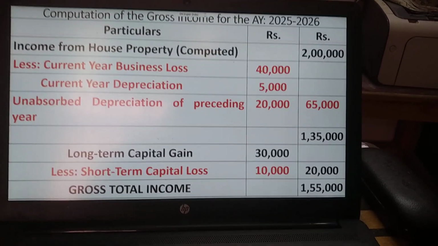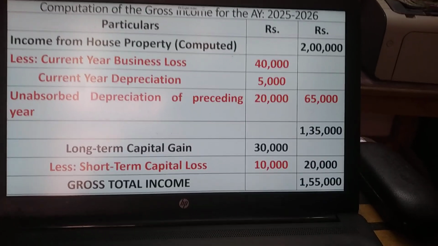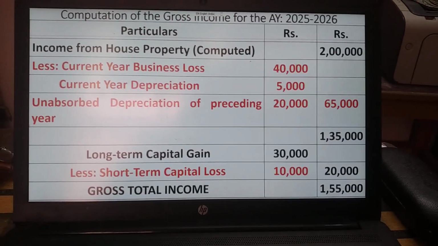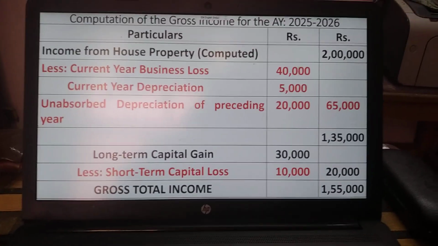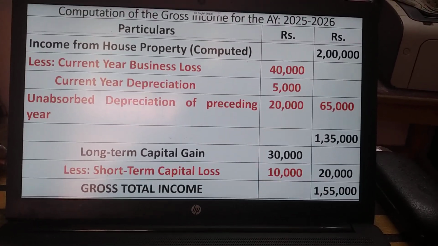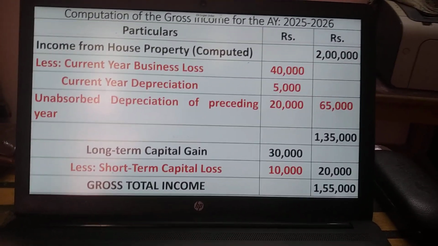Here business loss you are setting against the house property income. Business loss can be set off against house property income, capital gain income, other sources income also, other than the casual income and the salary income.